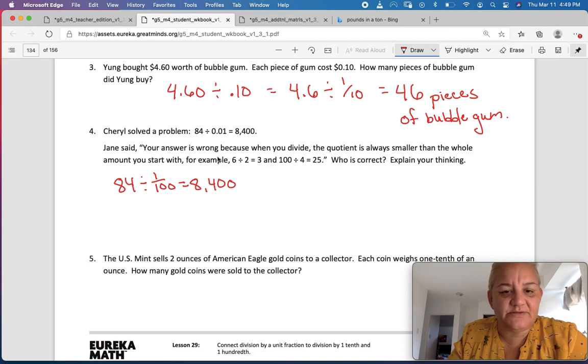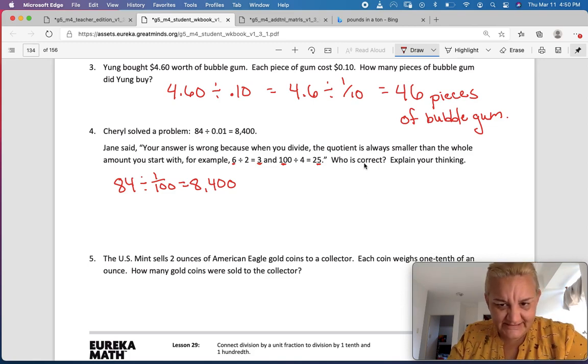Jane said, your answer is wrong because when you divide, the quotient is always smaller than the whole amount you started with. For example, 6 divided by 2 equals 3. Well, Jane is saying that this 3 is smaller than this 6, and it always has to be smaller. And here she said, well, 100 divided by 4 is 25. So this 25 is smaller than the 100.